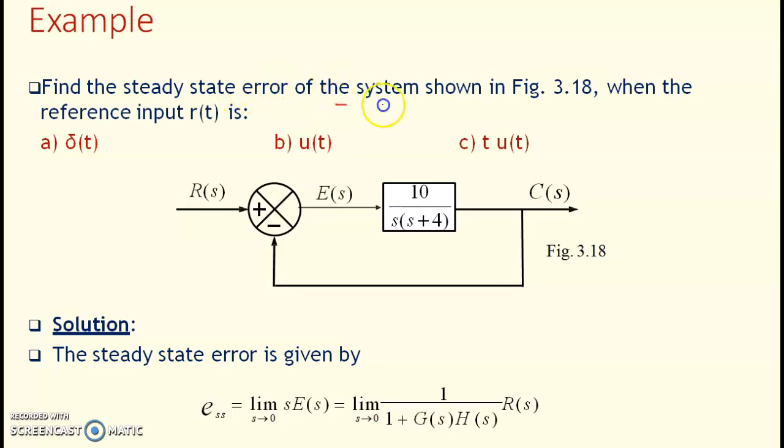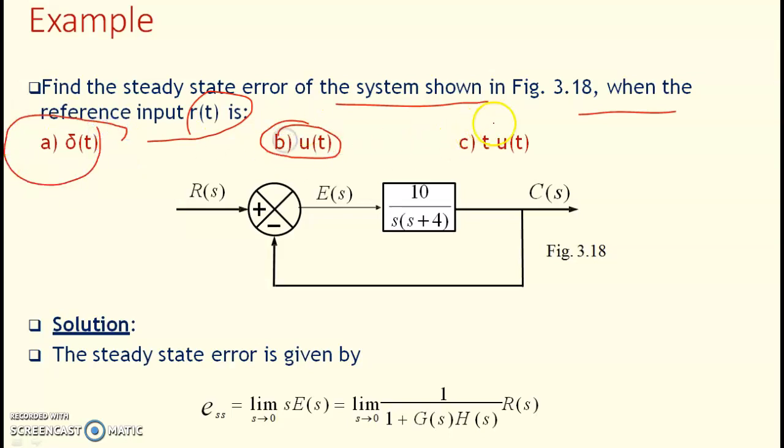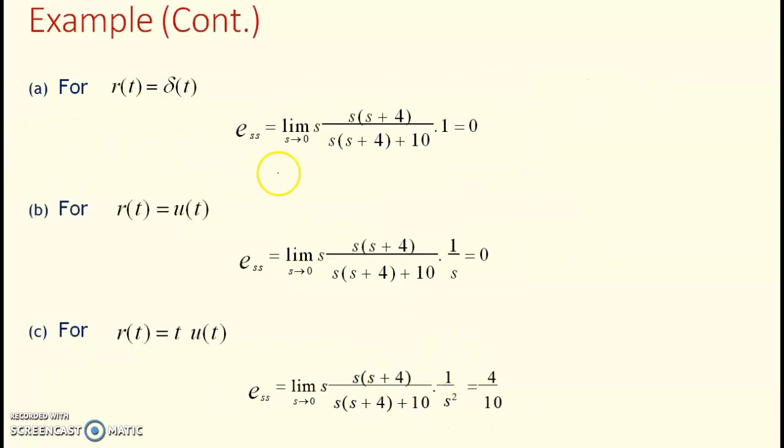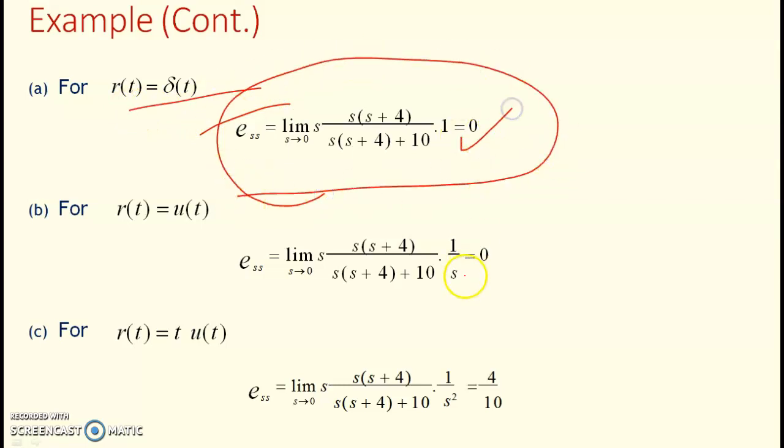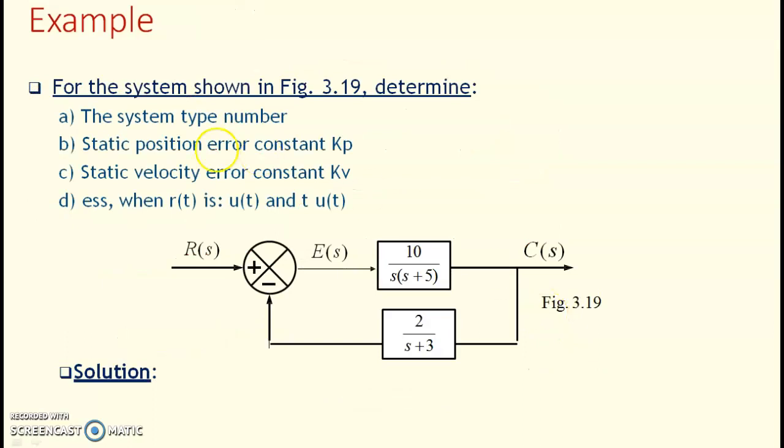Find the steady state error of the system shown in the figure when the reference input is R of t. This A, B, C indicates we find the steady state error for the corresponding inputs also. We know that the steady state error for the ramp input is limit s tends to 0 of s into E of s, or else we can write G of s into H of s. Here put the values and apply the limit s tends to 0, and you will get this value. Then R of t, the second type of input is step, and the third is parabolic. You will get the equation.